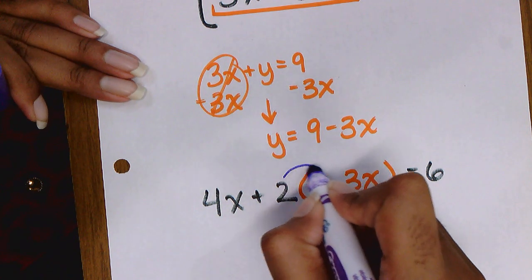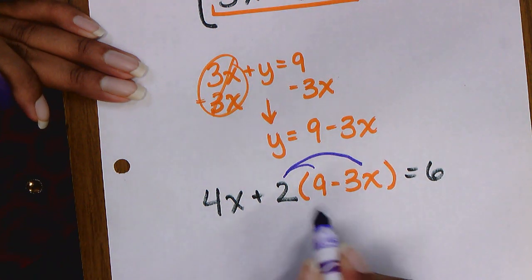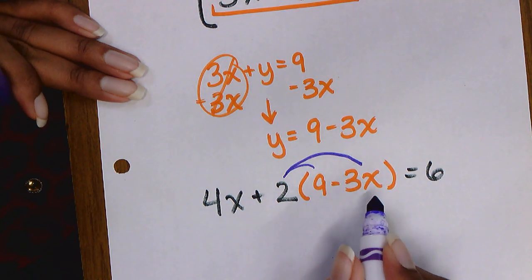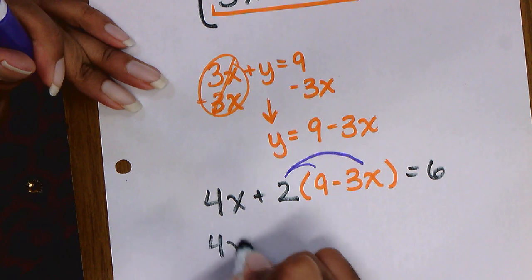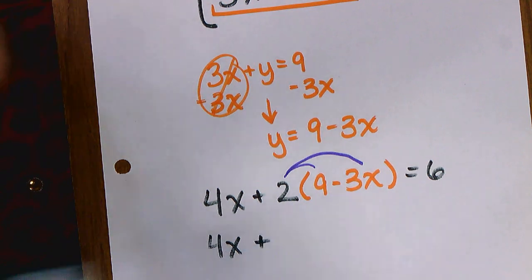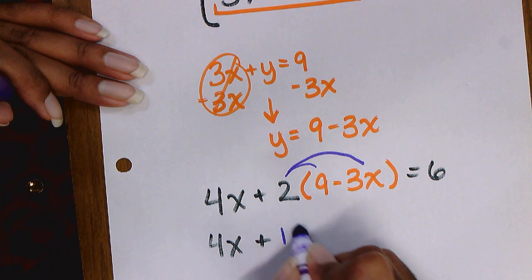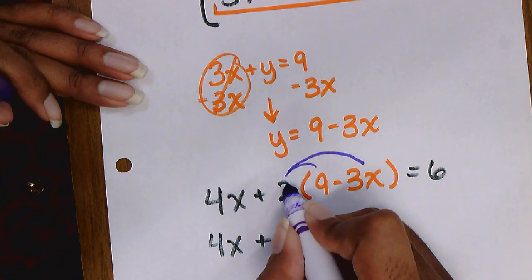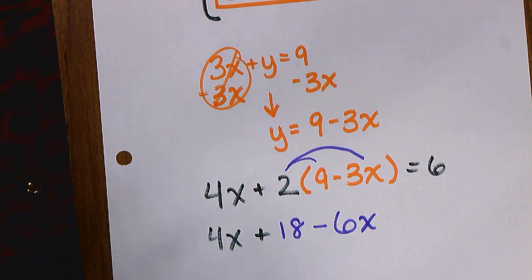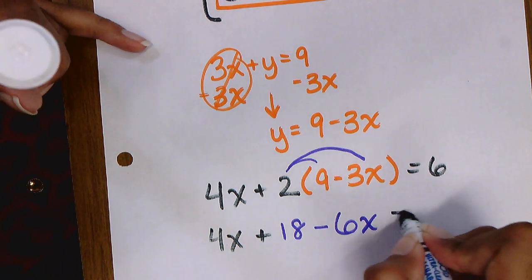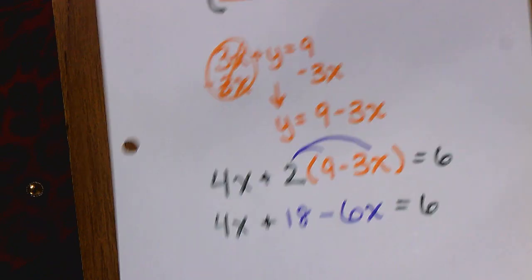The next step here is to distribute. So now you want to use your distributive property to distribute that 2 on the outside of the parentheses to everything inside the parentheses. So once we do that, we'll still have our 4x here, plus, we'll do 2 times 9, which is 18, minus 2 times 3x, which is 6x, and all of that is still equal to 6.